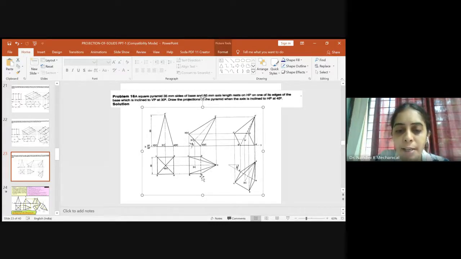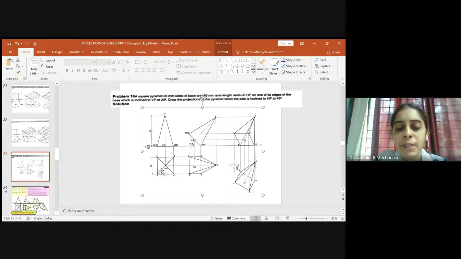So this is our A. We have the locus of B, which is meeting B dash at this point. So this is our B. We have the locus of C, which is meeting C dash at this point. So this is our C. And we have the locus of D, which is meeting D dash at this point. So this is our D.